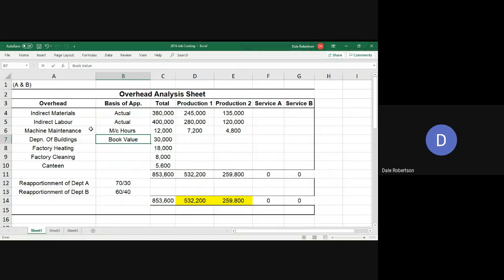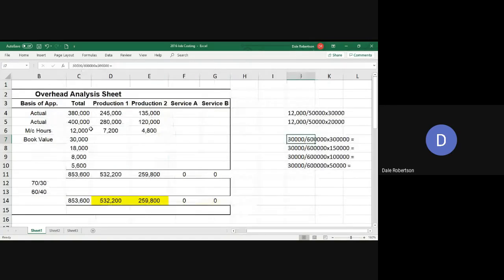And the book value of buildings has a total of 600,000, and then that is split 300, 150, 150. So therefore, again, I'm going to show you this one. Here's your 30,000 overhead. You divide it by 600 and you multiply it by 300, by 150, by 100, and by 50. And it's going to provide you with the following numbers here.